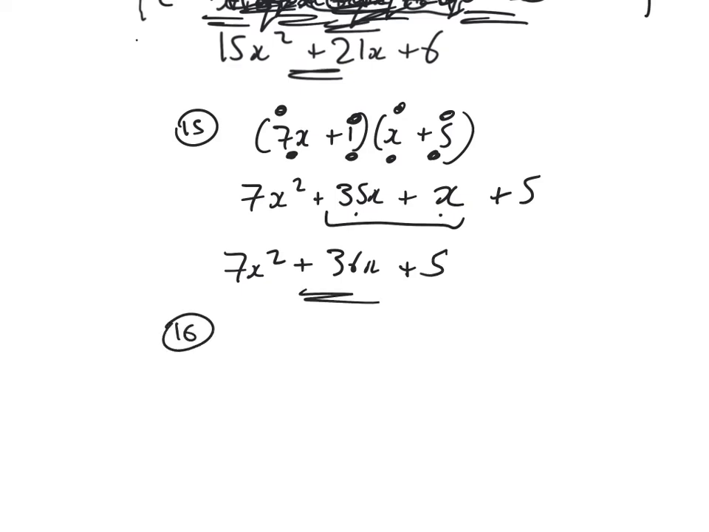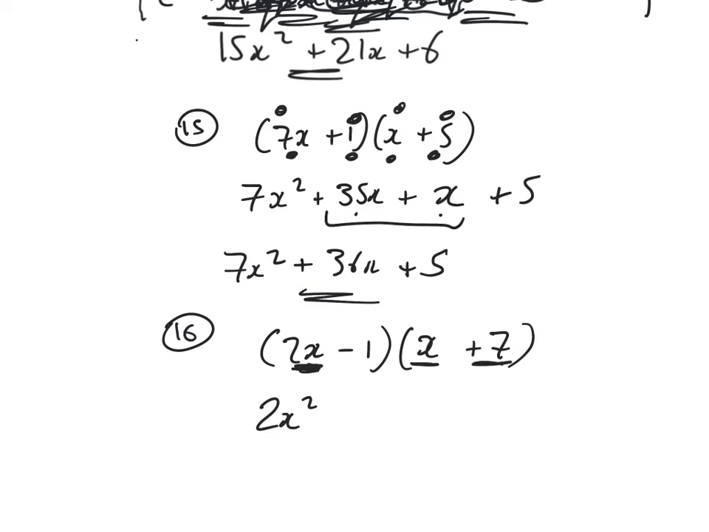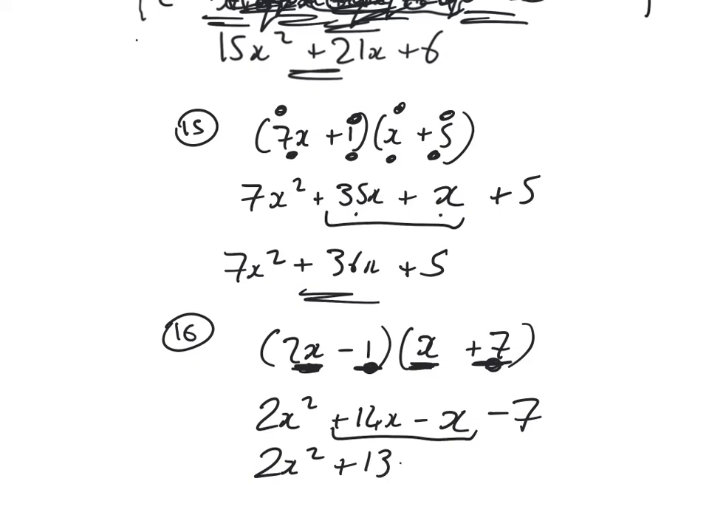Example 16. (2x minus 1)(x plus 7). Okay, so 2x times x, 2x squared. Outsides, 2x times 7, 14x. Inside minus 1 times x is minus 1x, that's minus x, and last minus 1 times 7 is minus 7. Let's tidy up the middle. 14x minus x is 13x, so that's 2x squared plus 13x minus 7.